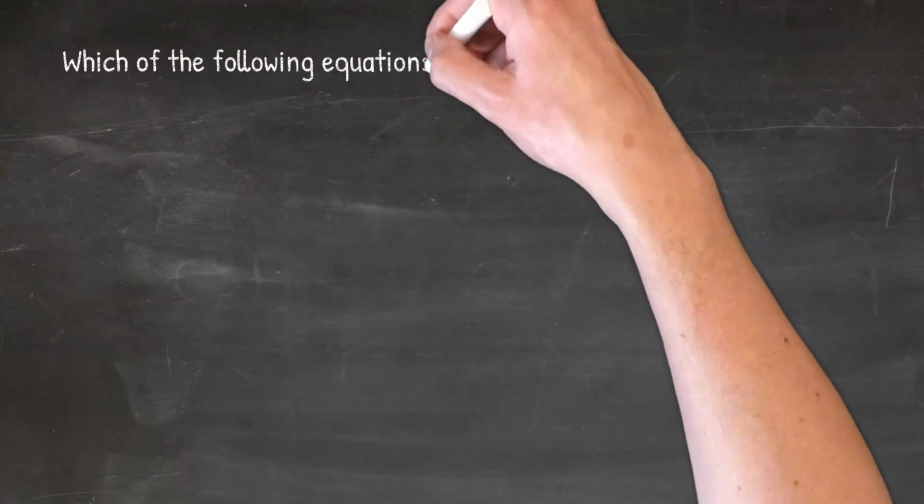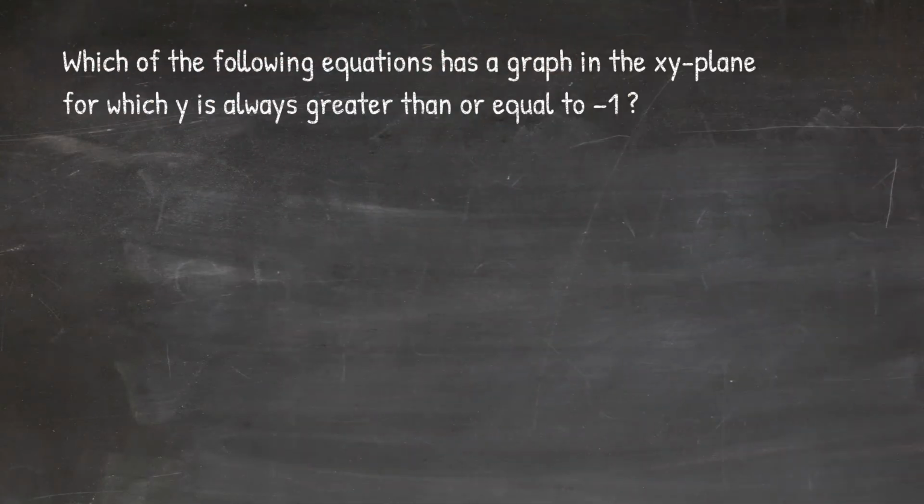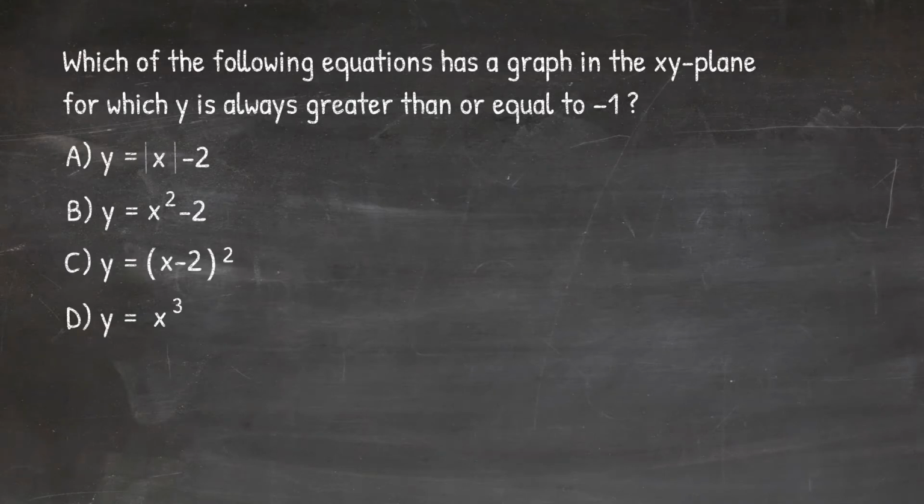Which of the following equations has a graph in the xy plane for which y is always greater than or equal to -1? Here we're given different equations that describe a graph. This problem is not testing our knowledge of graphs. It gives us four expressions, and all we're asked to do is to identify which one of the four options will always result in y being -1 or greater.